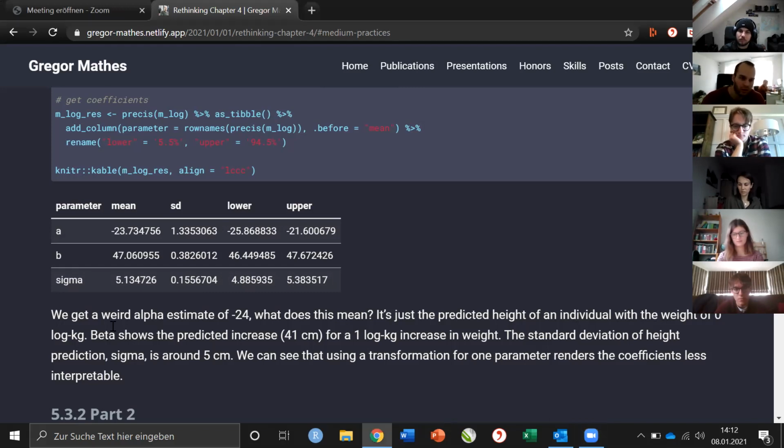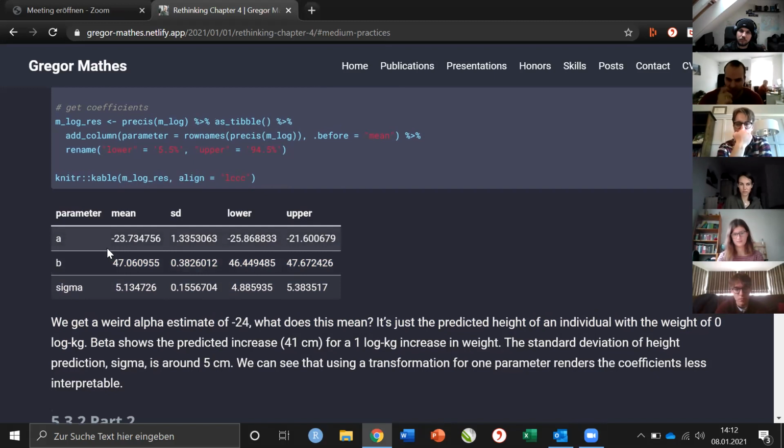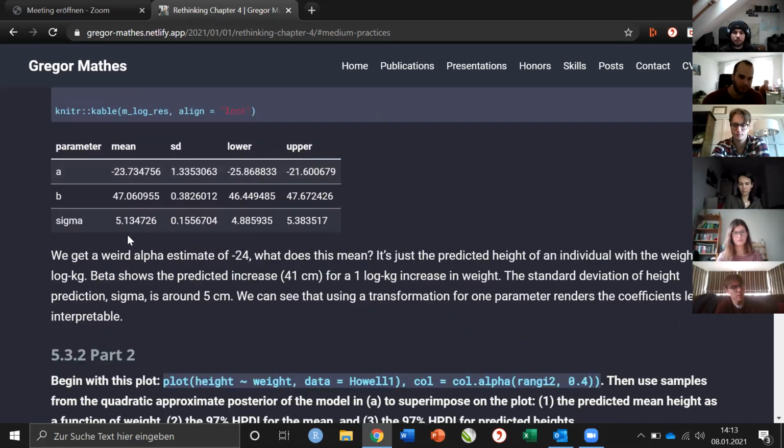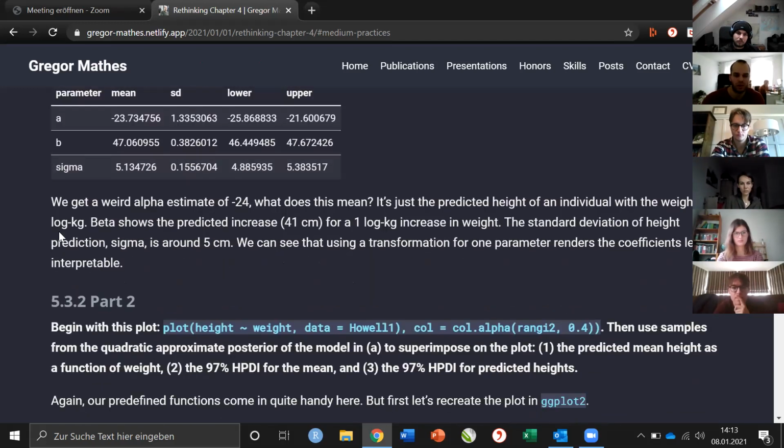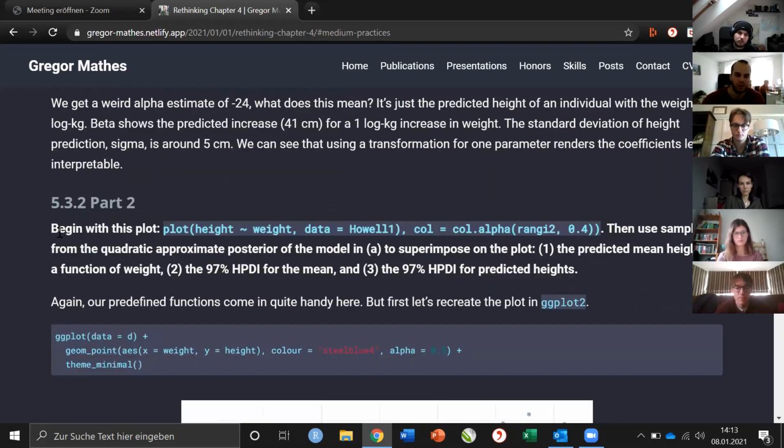So just looking at these estimates from the model output is, I think, not sufficient, and you can't interpret it really well anymore. So again, here it would be wiser and better to plot the model predictions, the posterior predictions of the model, instead of just looking at numbers, which are now, of course, harder to interpret because we've transformed one of the variables.